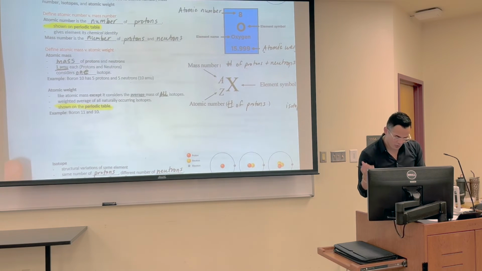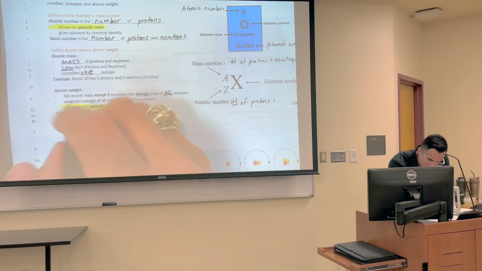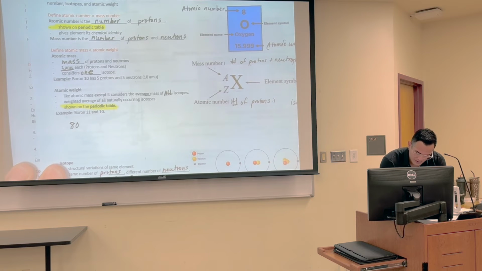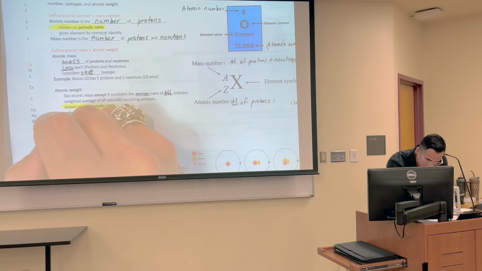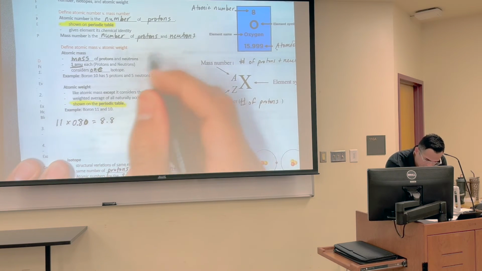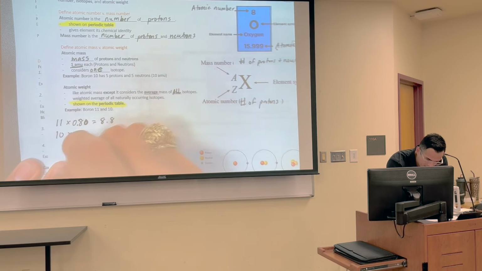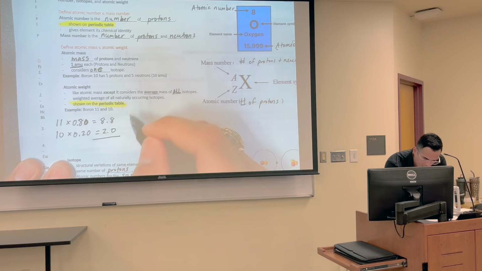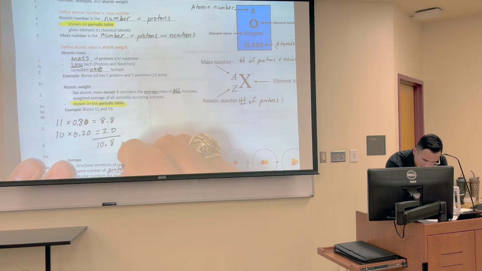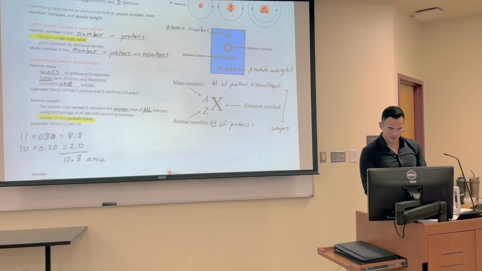So let's look at the example here of boron 11 and boron 10. 80% in nature is going to be boron 11, and then the other 20% is boron 10. So what you do, you multiply 11 times 0.8. The number that we'll get is 8.8. Then we consider the other 20%. We multiply 10 times 0.20, and that's going to give us 2. So the atomic weight for boron is going to be 10.8. And what is my unit here? AMU, atomic mass units. Any questions regarding this?